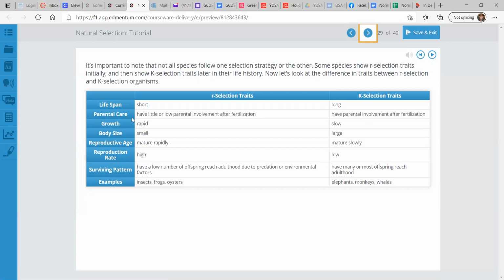So they overproduce almost. They send out a ton of seeds, and not all of those seeds are necessarily going to reproduce. And that's the example of a plant. But here are examples of organisms that are not plants. You have insects, frogs, and oysters too. Those are all R selection organisms.